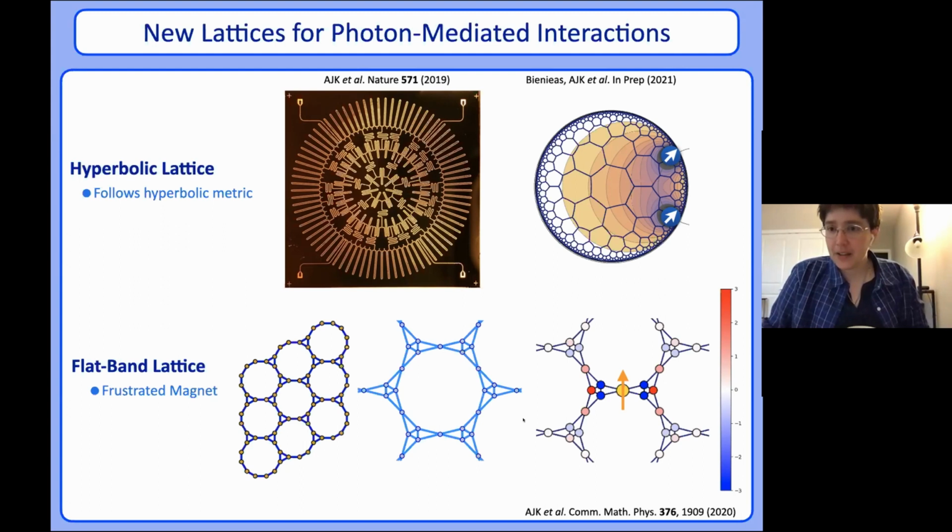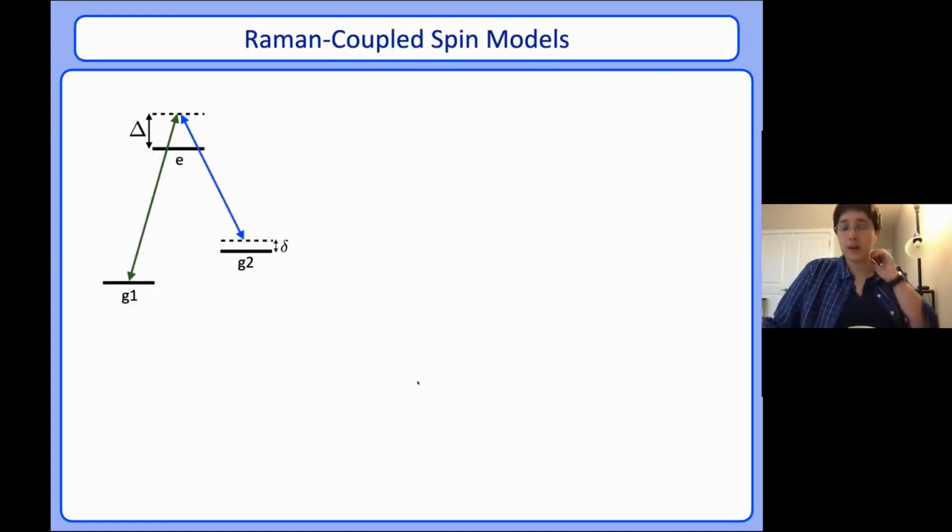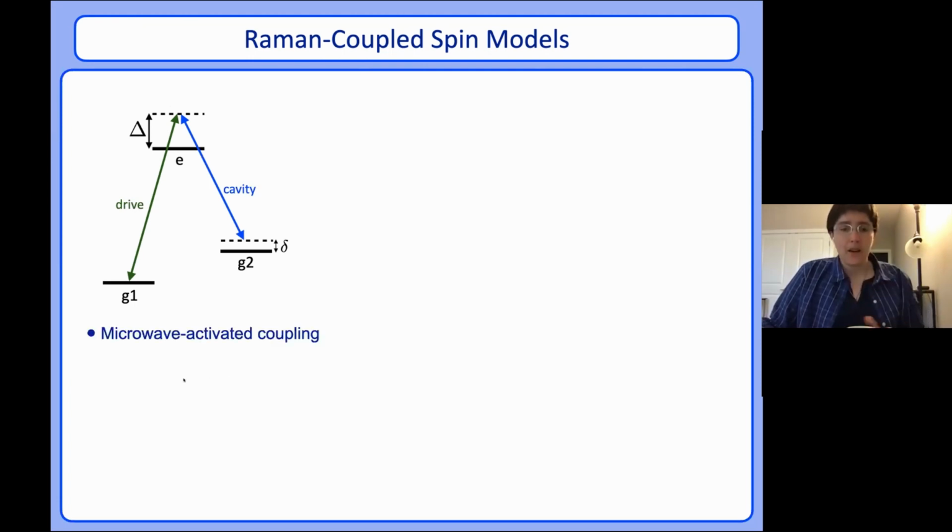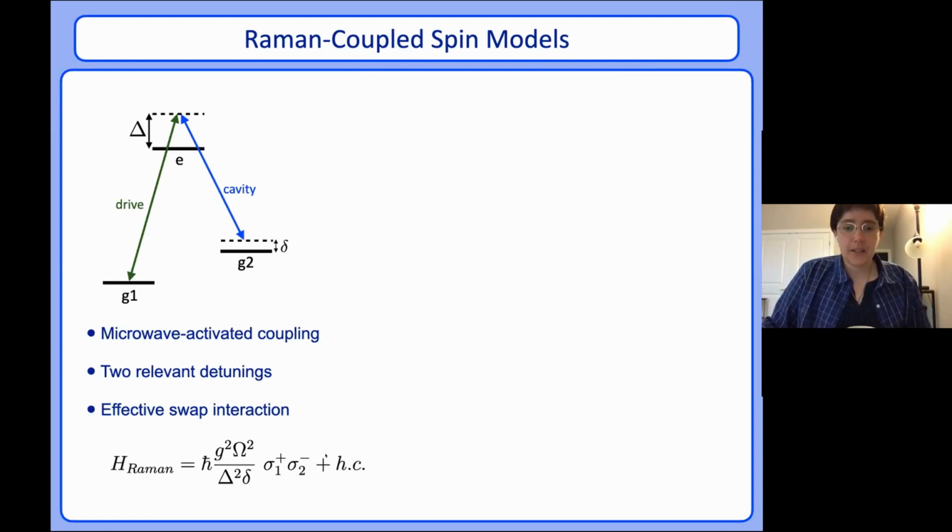And then in a lightning fast couple of minutes at the end, I will tell you about the other direction that we're going, which is to use a more sophisticated coupling scheme that gives us more flexibility. The idea is that instead of directly coupling the spin to the photons, we want to use a Raman transition. So we'll do a transition in the qubit by combining a microwave drive and a cavity photon. The crucial thing is that you get the same kind of effective swap interaction, but there are now two relevant detunings, the detuning to the intermediate state and the detuning to Raman resonance. And this gives you more control.